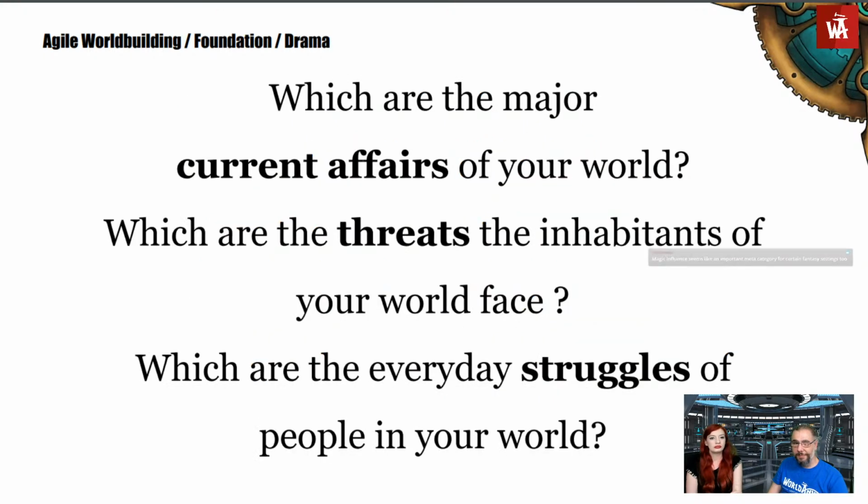Let's go on to drama. Everybody loves drama. Okay, so when we say drama, we are talking essentially current affairs. What's moving in your world? What's shaking? What's on the headlines? What are people talking about? What are people concerned about? So the 3 big questions we have here. What are the major current affairs of your world?